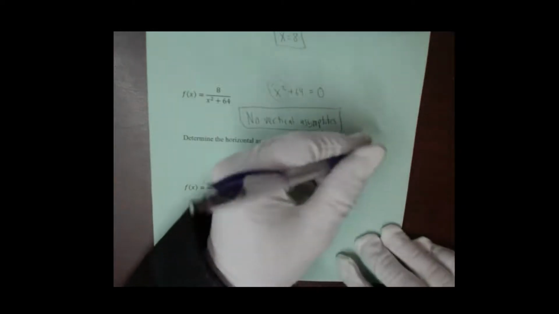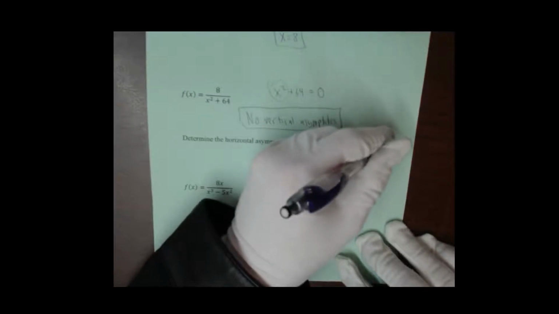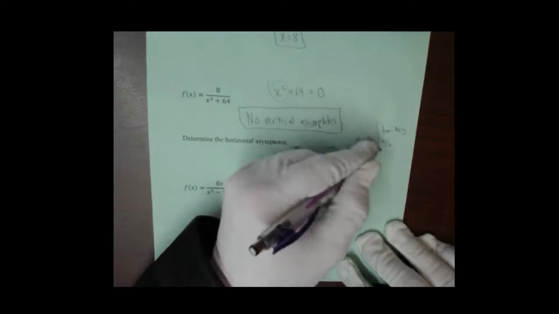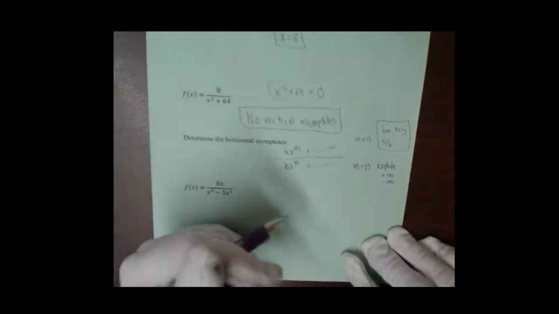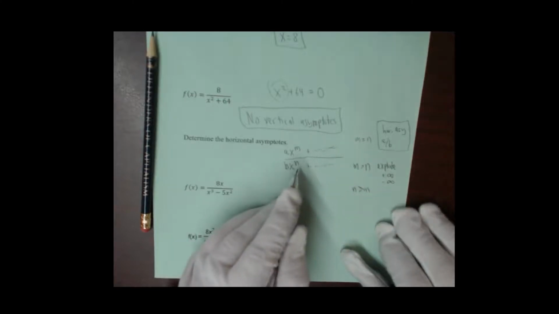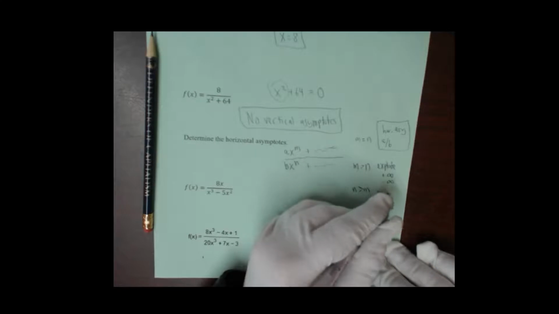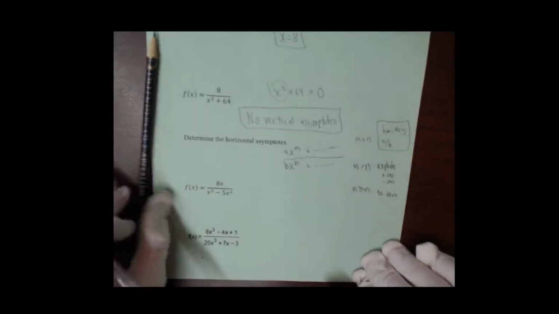Here's how it works. If m is equal to n, in other words, if the degree of the top is the same as the degree of the bottom, then the ratio of a and b is the horizontal asymptote. If m is greater than n, meaning the degree of the top is bigger than the degree of the bottom, then it will explode and diverge, either to positive infinity or negative infinity, depending on if the function is positive or negative. If the bottom degree is bigger, in other words, if n is greater than m, then it will converge to 0.